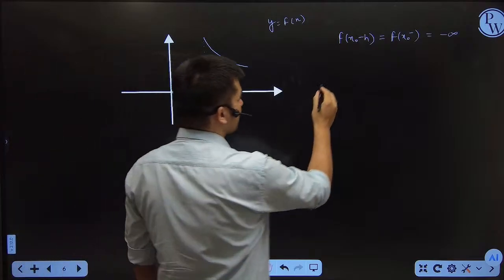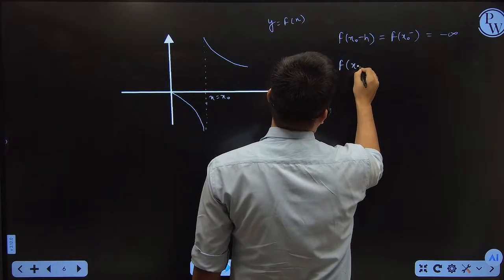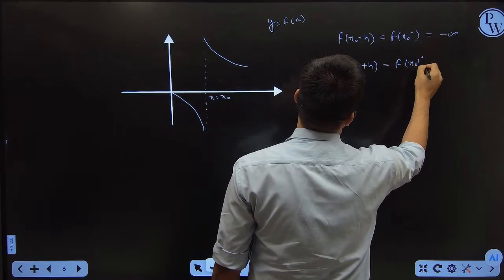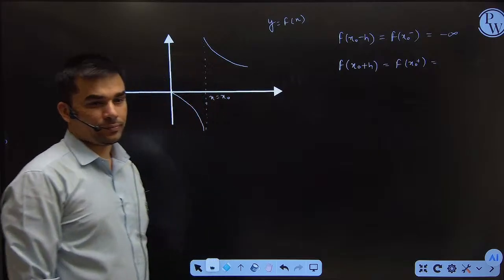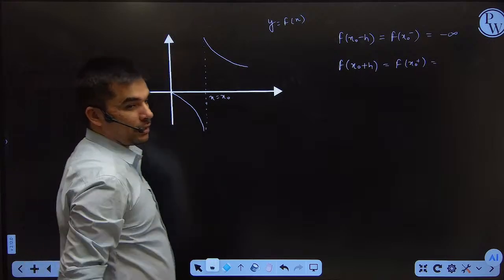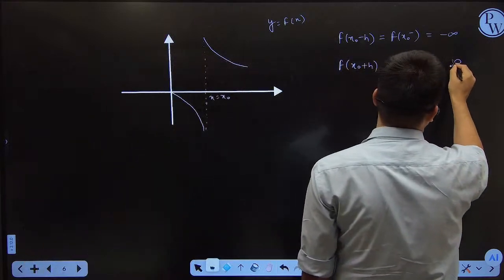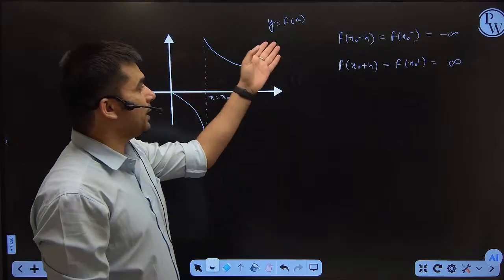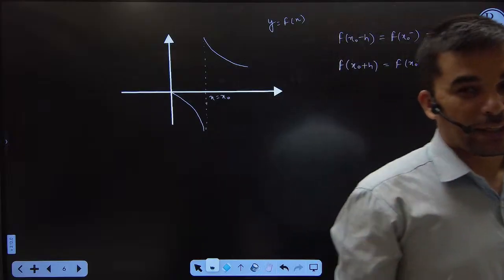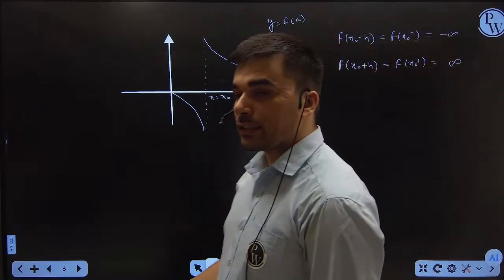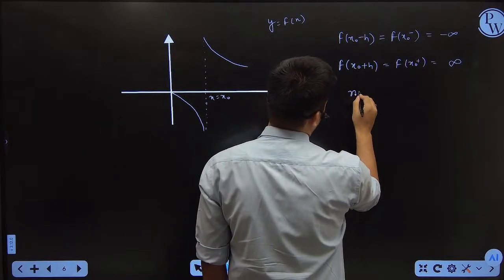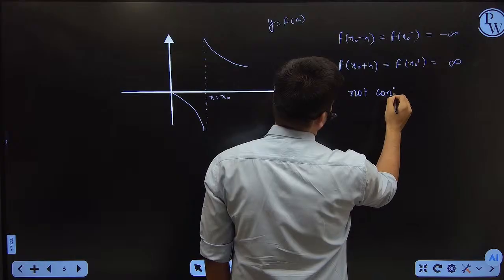Similarly, if I ask you what is the value of this function at x naught plus h, or x naught plus, what will be the value? We can see that the value is asymptotic towards positive infinity. So we can say that the value is plus infinity. Now tell me, are the left hand limit and right hand limit getting satisfied? So is this graph a continuous graph? This is not a continuous graph. This will be a non-continuous graph. Graphically, you can identify it like this.